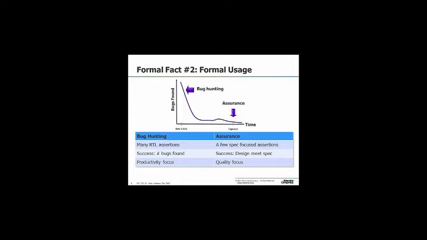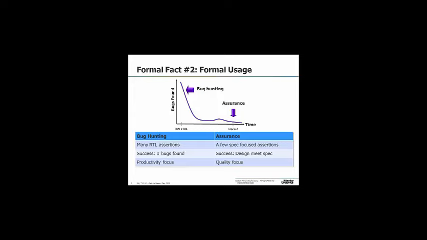Second is usage. So there's two primary formal usages that get talked about: bug hunting and assurance. So this is a graph here of bugs found against time. So the time is from rev 0 of the RTL, so early stages, right through to tape out. So you can use formal very early to do bug hunting. So as soon as you have some stable-ish RTL, you can create some properties and start bug hunting there.